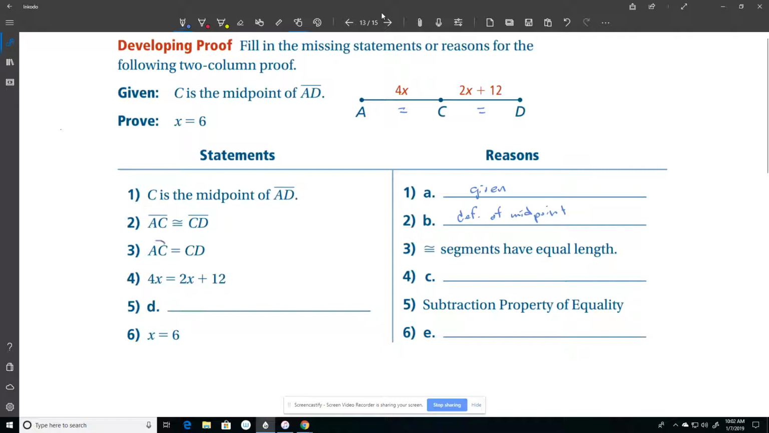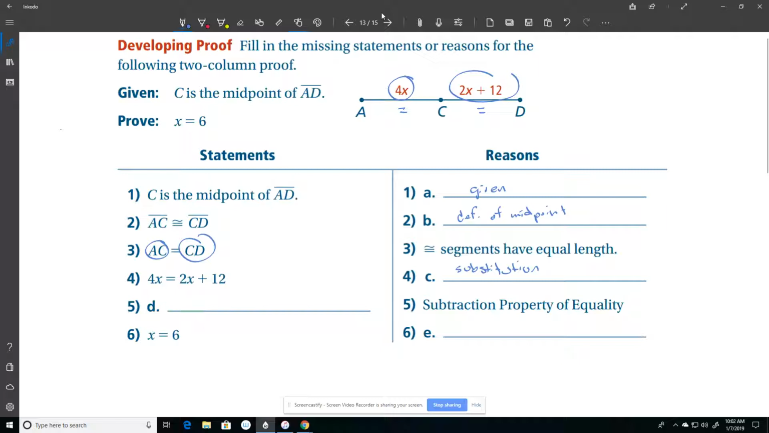4x equals 2x plus 12. So what it did here is it took AC, it took this 4x and plugged it in where the AC was. And then it took the 2x plus 12 and plugged it in for the CD, which means we call that substitution. We substituted this number in for this length.